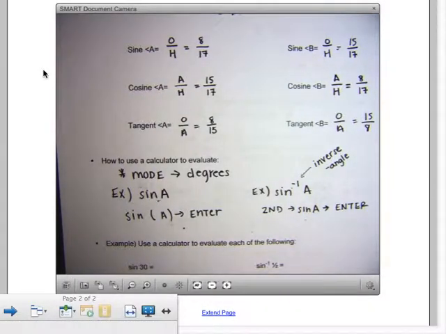You will need a graphing calculator, so if you do not have one, go ahead and pause the video and everybody go grab one.